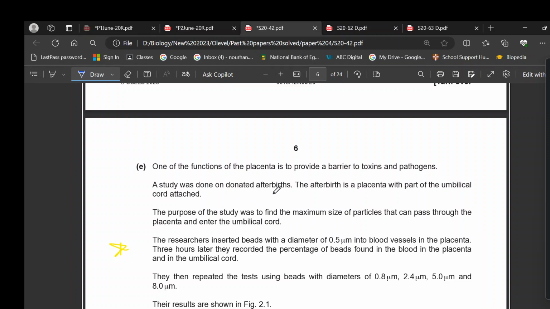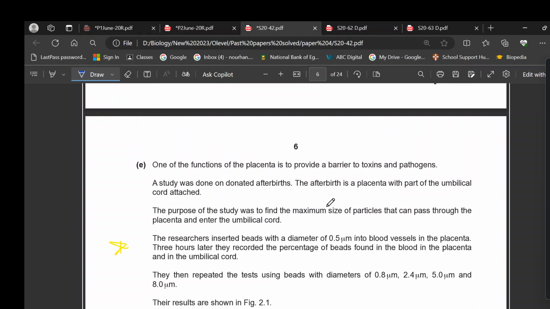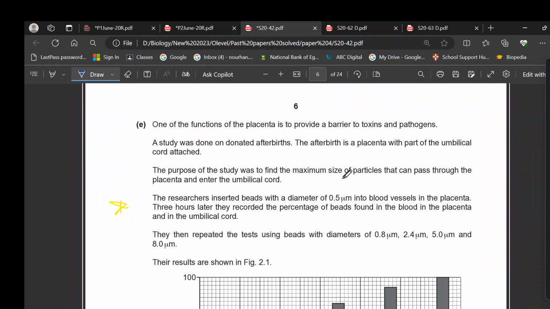A study was done on afterbirths. The afterbirth is the placenta with the umbilical cord. After the baby is born, they cut the umbilical cord and then the placenta comes out of the uterus. He did a study to find the maximum size of particles that can pass through the placenta and enter the umbilical cord.